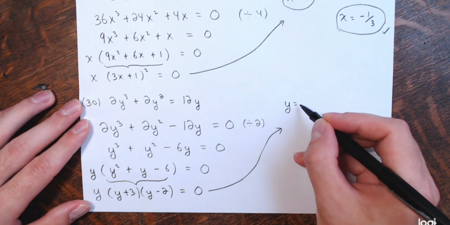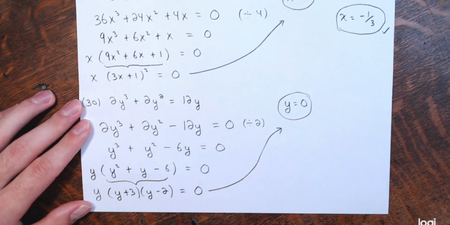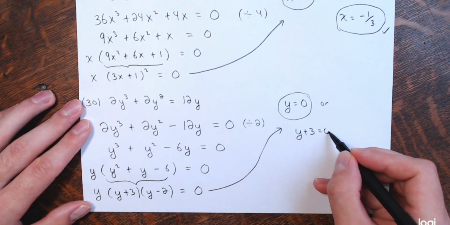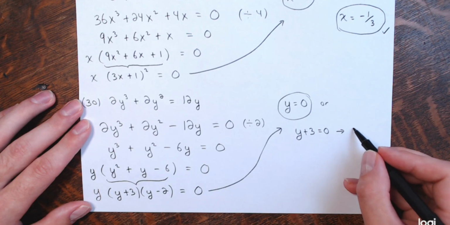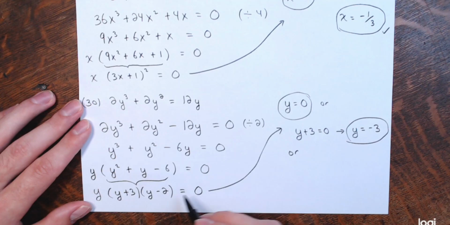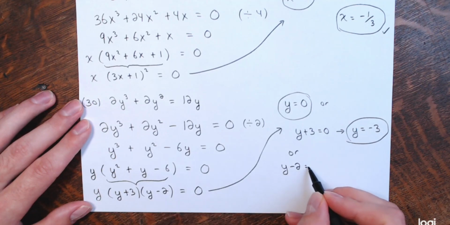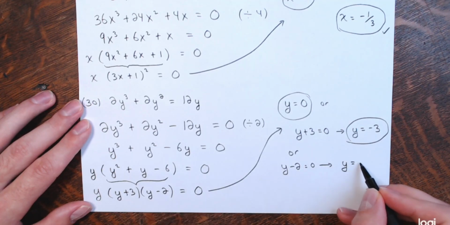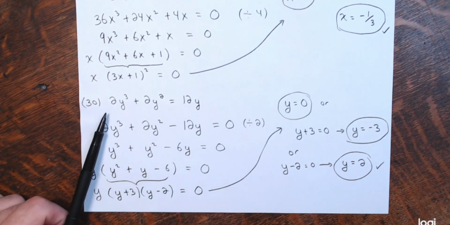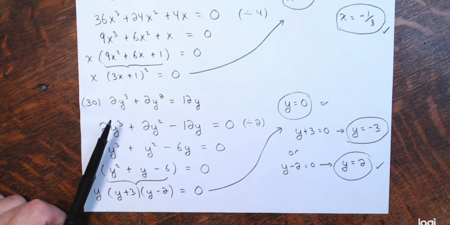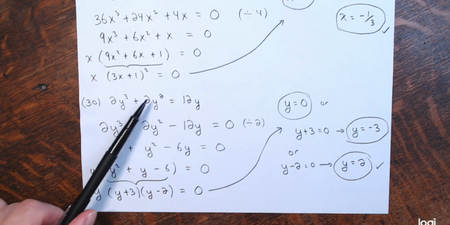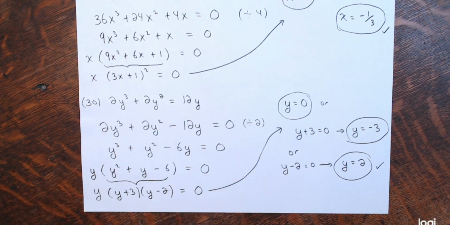So either y equals 0, that's already solved for, so there's a solution, or y plus 3 equals 0. Solving that for y gives me negative 3 for y. There's another solution. Or the last factor, y minus 2 equals 0, giving me y equals positive 2, adding 2 to both sides. And don't forget to check them. But finally, we get to an equation where there are 3 solutions. 0 for y, negative 3 plugged in for y, you'll get a true statement, and positive 2 if you plugged in, you get a true statement as well.